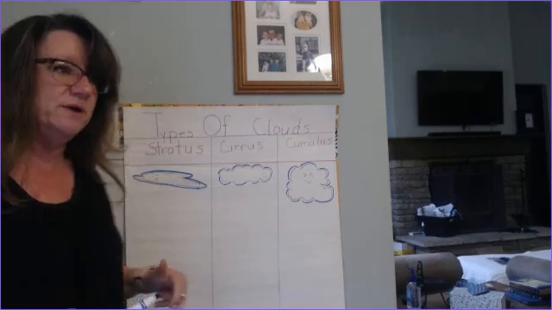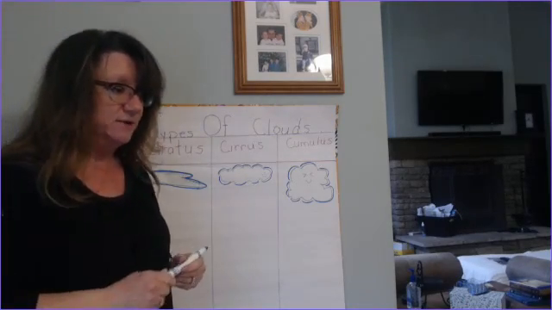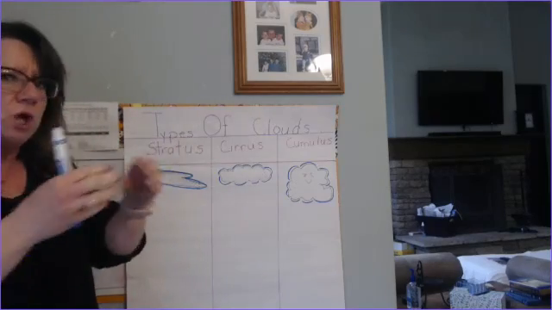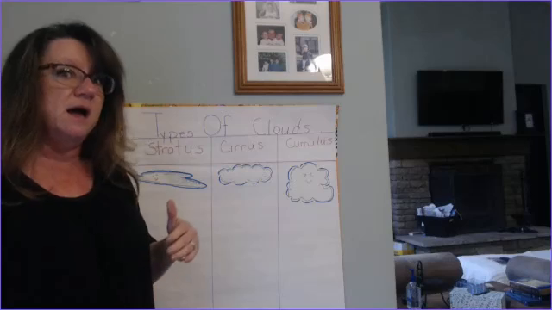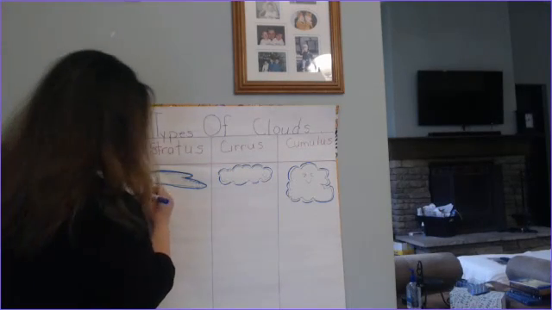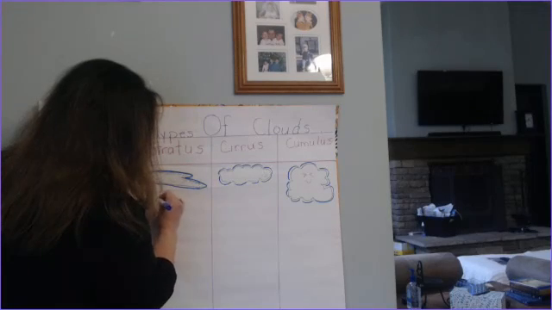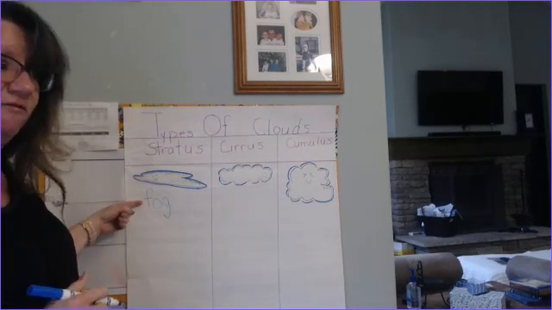The first cloud I want to talk about today is a stratus cloud. A stratus cloud is that long gray cloud that sits close to the ground. You're going to see a stratus cloud maybe when it's foggy outside. Fog. So a lot of times if you see a stratus cloud, it might be foggy.